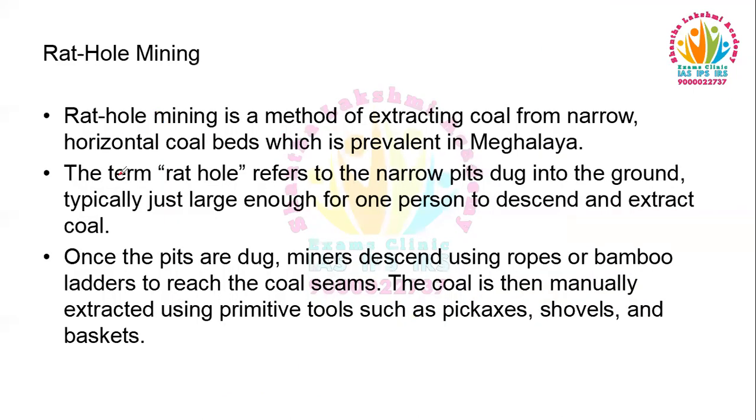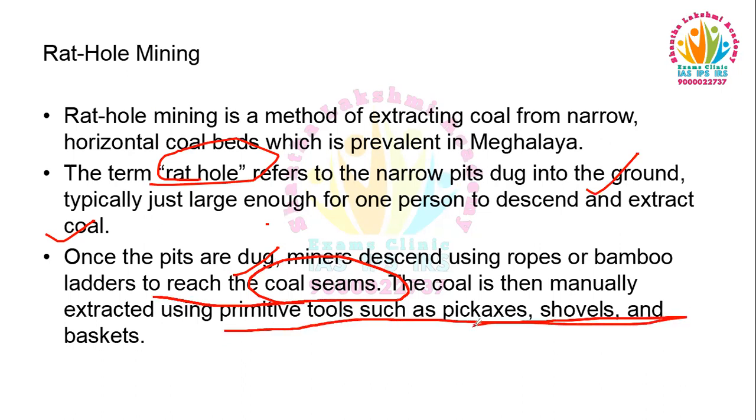So what is rat hole mining? First of all, rat hole refers to narrow pits dug into the ground that are big enough for a person to descend and extract coal. Once the pits are dug, the miners descend into them using ropes and bamboo ladders to reach the coal seams. The coal is then manually extracted using primitive tools such as pickaxes, shovels and baskets. This kind of mining is more prevalent in Meghalaya.